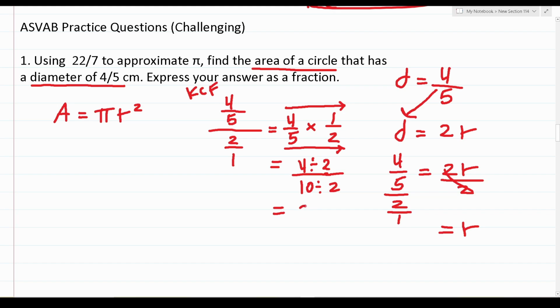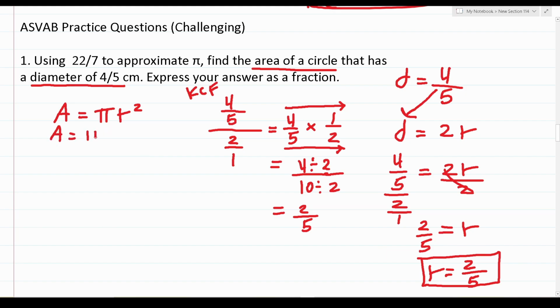4 divided by 2 is 2. 10 divided by 2 is 5. So we know our radius in this case is going to be 2/5. All right, so now that we figured out what our radius is, we can go ahead and plug it into our formula over here. This becomes area equals pi, and radius is 2/5 squared. All right, so let's go ahead and work this out.